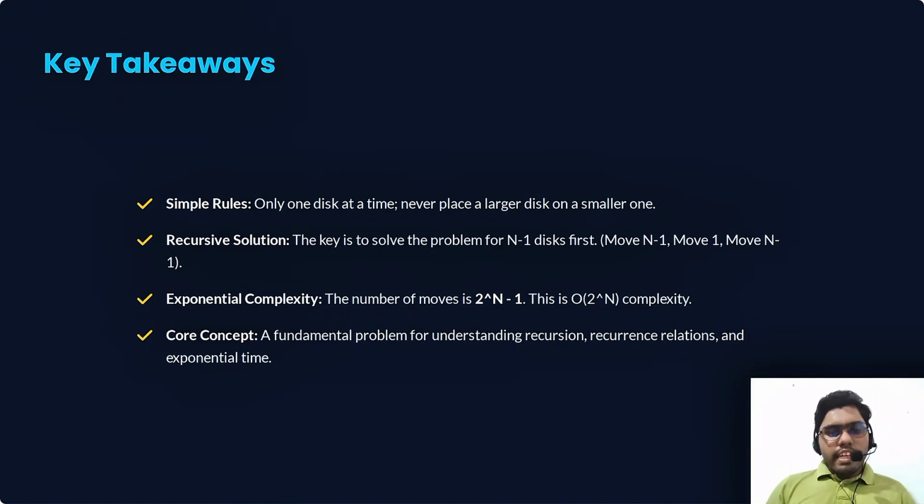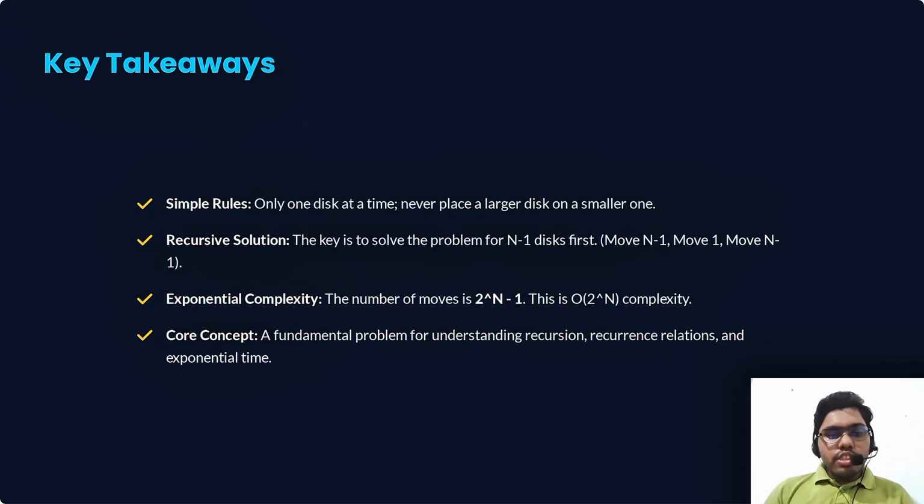Key takeaways. So let's recap our key takeaways from this deep dive. Simple rules, complex solution. The puzzle has only two rules, but they lead to a beautiful, complex solution. Recursive solution. The key is to break the problem down. Solve for n-1 disks first. The algorithm, move n-1, move 1, move n-1, is all you need to remember.